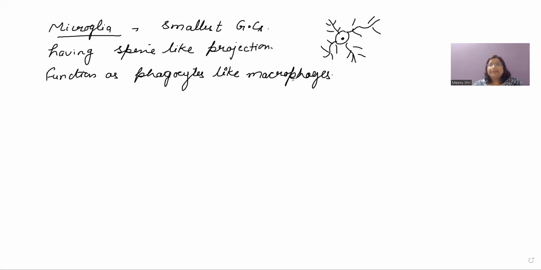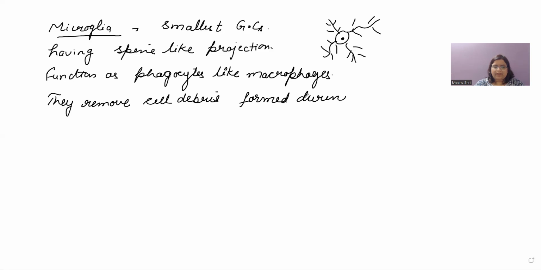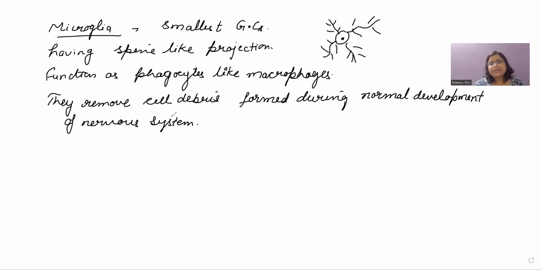Okay, with the help of this phagocytic action, they remove the cell debris formed during the normal development of the nervous system. They remove cell debris formed during normal development of the nervous system. Okay, so that is microglial cells. So these are the four cells present in the CNS.